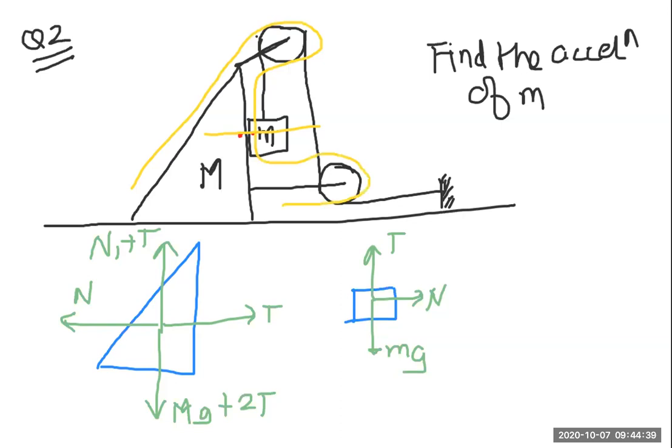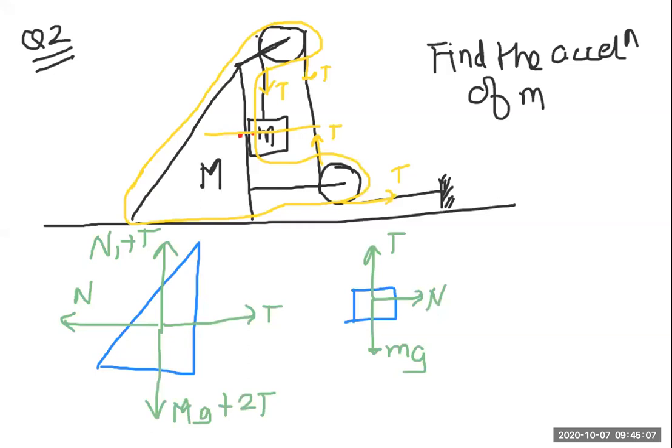Remember, all pulleys attached to an object are part of the boundary. They are within the boundary, part of the object. So one tension T comes here, one tension T here, one tension T here, and one tension T here. Four tensions T should come in the FBD, left hand side. And this is what you have to be careful about.